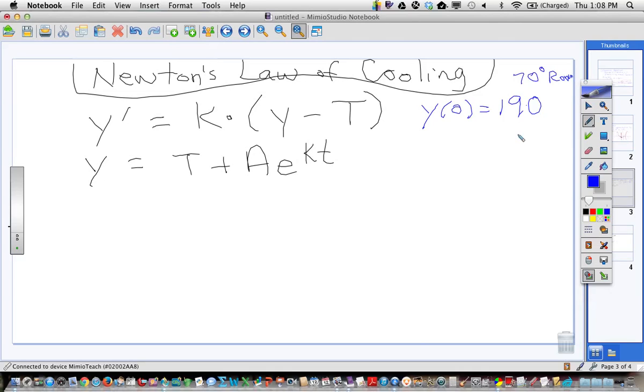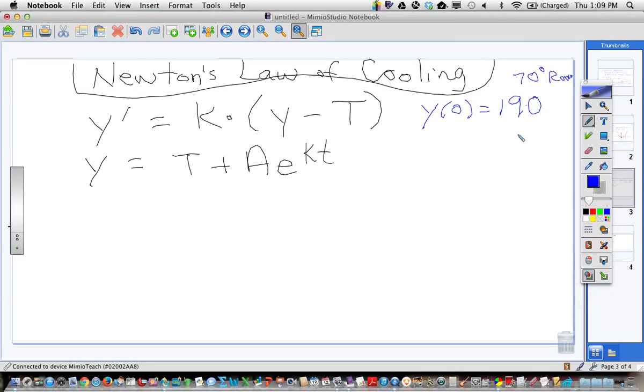Now, let's talk about some of these constants. Big T is 70. A has to do with the initial temperature. It's not the initial temperature of the coffee, right? Back on that bank interest problem it was, but it has to do with the initial temperature. K has to do with the liquid that's cooling and other things that will affect how fast it cools, like what kind of cup it's in. What are the insulating properties of the cup? What are the chemical properties of the liquid? So to find K, we need more information.